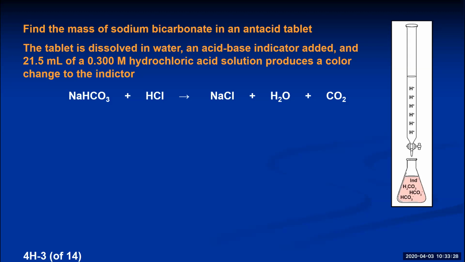Now to balance the equation, I have two hydrogens on the left, two hydrogens on the right, one sodium on the left, one sodium on the right, one chlorine on the left, one chlorine on the right, three oxygens, three oxygens. So this one happens to be balanced how it's written. So we're set to start.